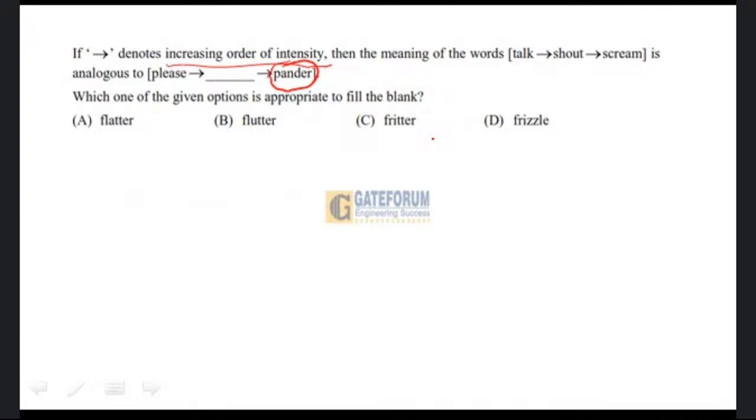So they are very far away from the meaning. So the answer would be flatter. So it makes perfect sense. Pleasing, flattering, and pandering. They are perfectly in harmony.